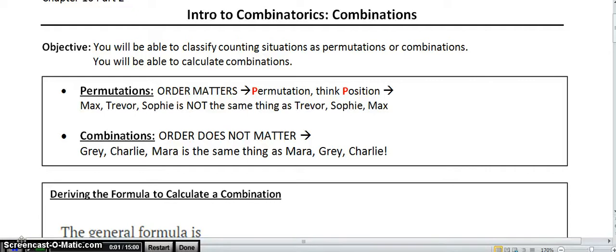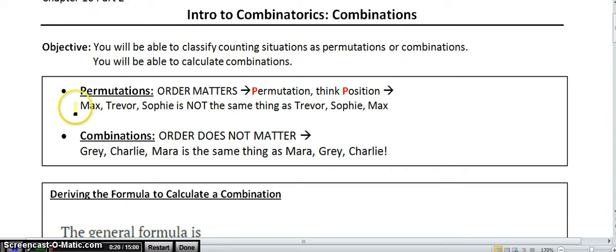Hi everyone. The goal of this video is to learn how to calculate combinations. We already talked about classifying the difference between a permutation and a combination. We will review that, but then we'll learn how to make some numbers happen. Quick reminder: permutations is when the order matters, combination is when it doesn't.